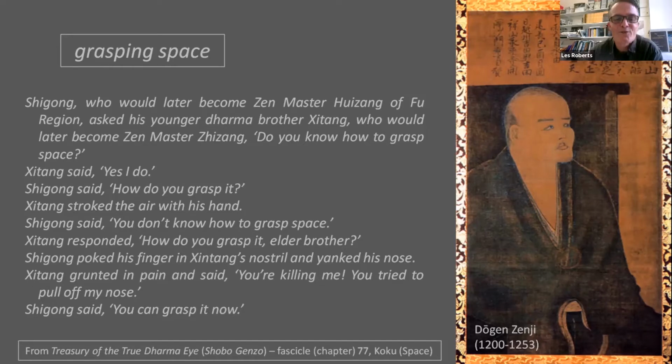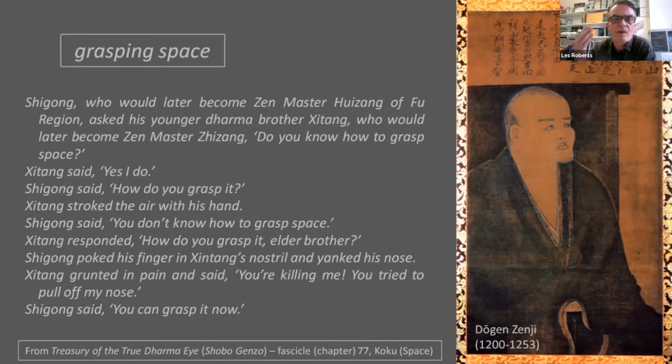Okay, so staying with this koan, let's just go straight to the Shobogenzo, Treasury of the True Dharma Eye, and give an illustration of how this koan around space is approached in there. And this is from a fascicle or chapter called Koku, which is translated as space. So soon-to-be Zen master Shigong is talking to a student, Zitan.